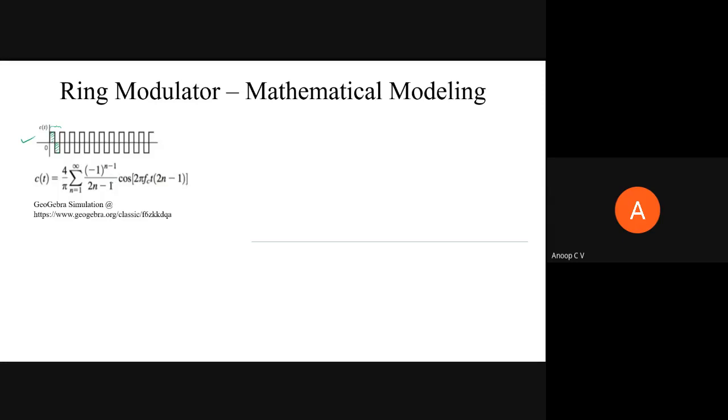Even though this expression looks a bit complicated, if I show you a simulation in GeoGebra, I think you will be able to appreciate it. For that, I'll stop sharing the screen now and share GeoGebra for some time.